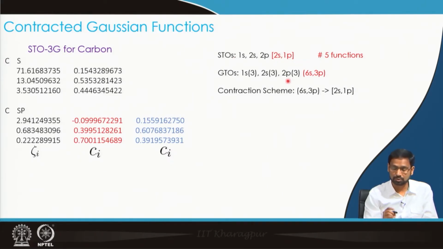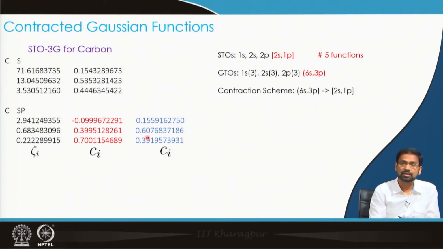So what we want to do here, the contraction scheme, because we are trying to construct these contracted Gaussian functions, this contraction scheme becomes that we want to convert this 6s type of Gaussian function, 3p type of Gaussian function to 2s type Slater type orbitals, 1p type Slater type orbitals. So this is the contraction scheme that we want to achieve with this STO-3G basis set for the carbon atom.